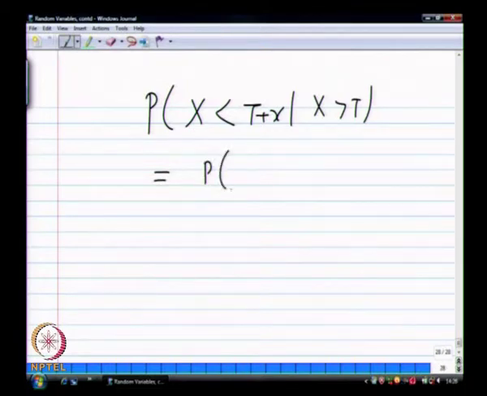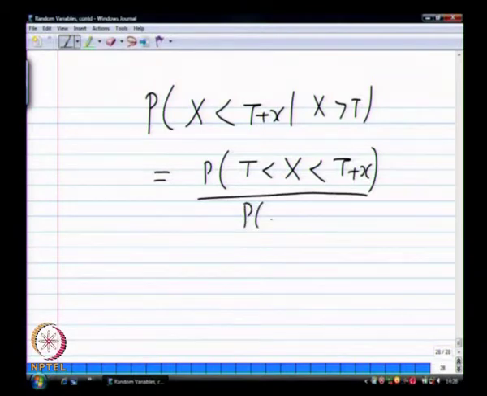So this I can write as x is... I remember that again it is conditional. So x should be greater than t and x should be less than x plus t. So therefore this is my condition.